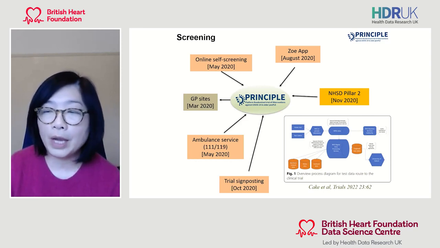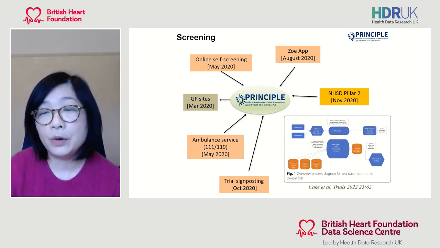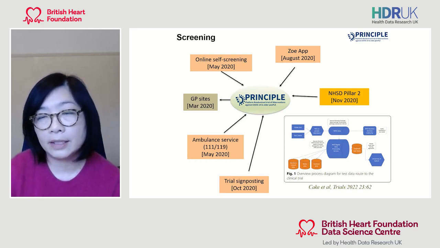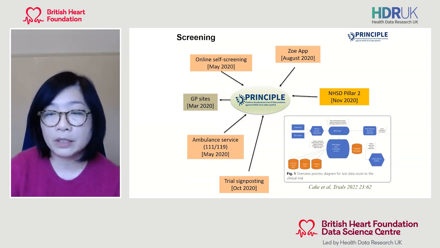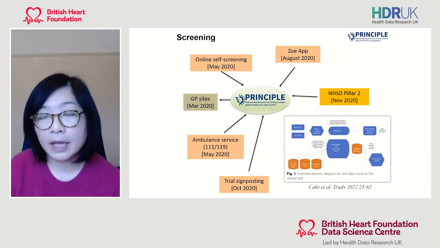But one of the things we ended up using is the NHS Pillar 2, which is a test and trace system that stores all the information of the people who have tested positive. We can get information from them so that we can go and contact those patients directly and try to enroll them from there. Next slide, please.